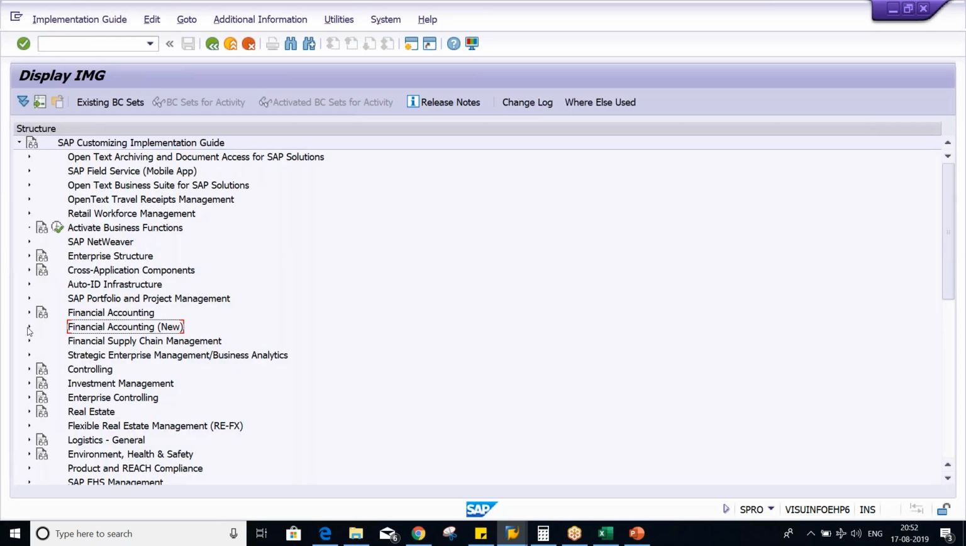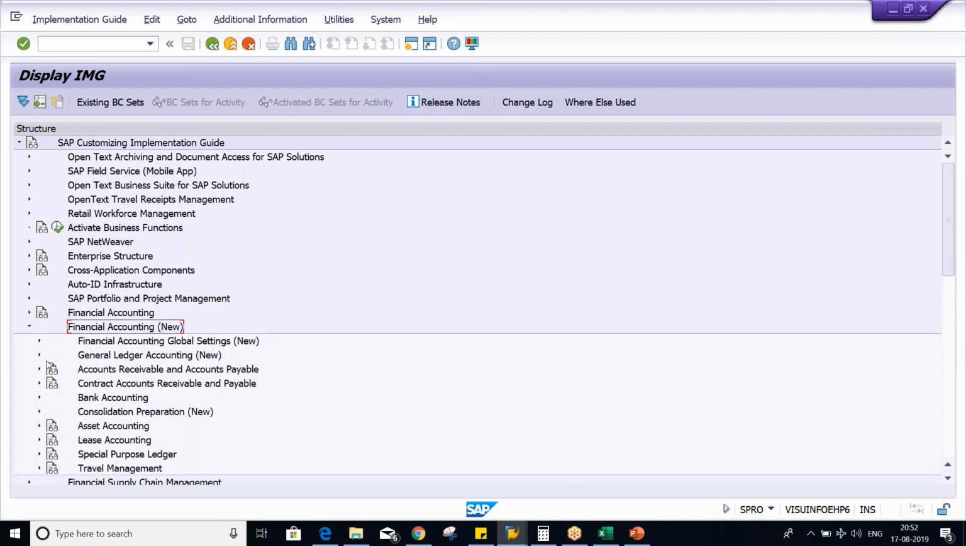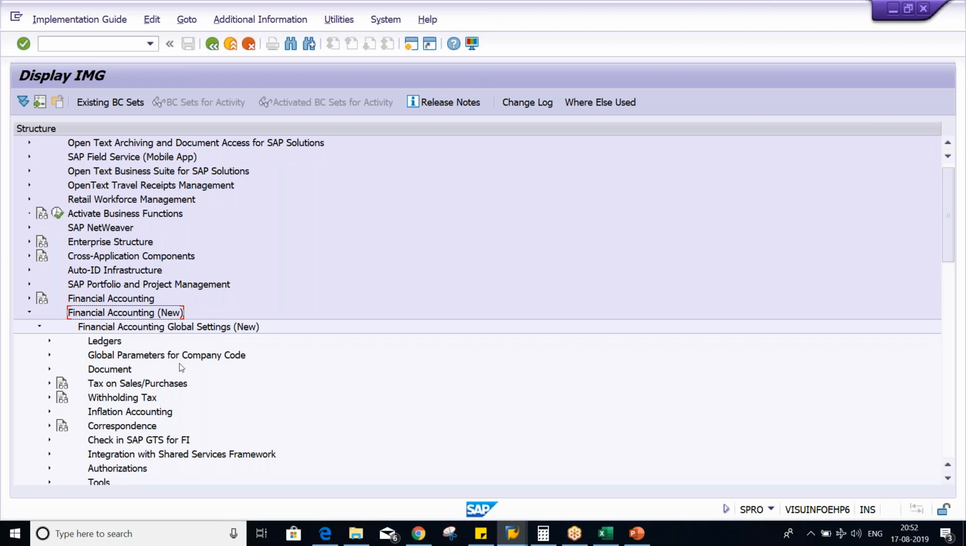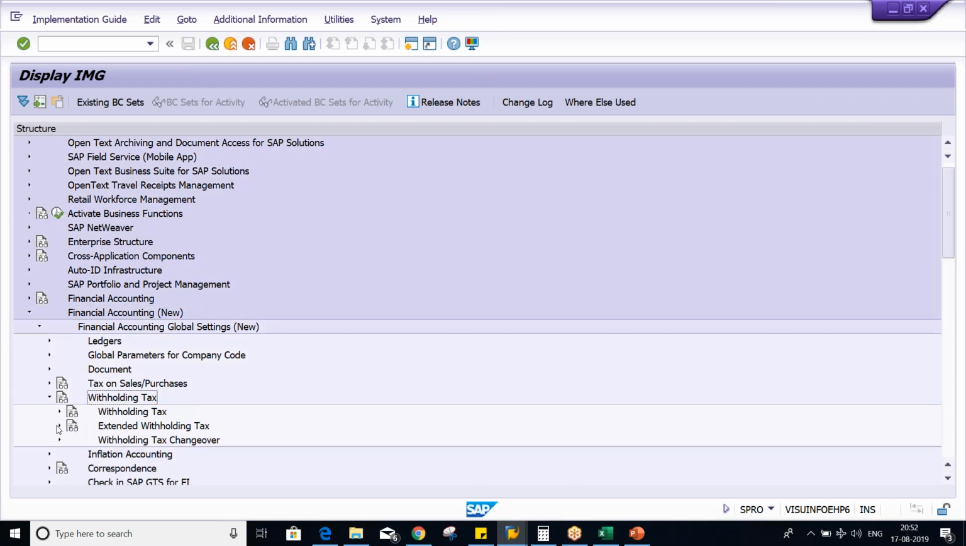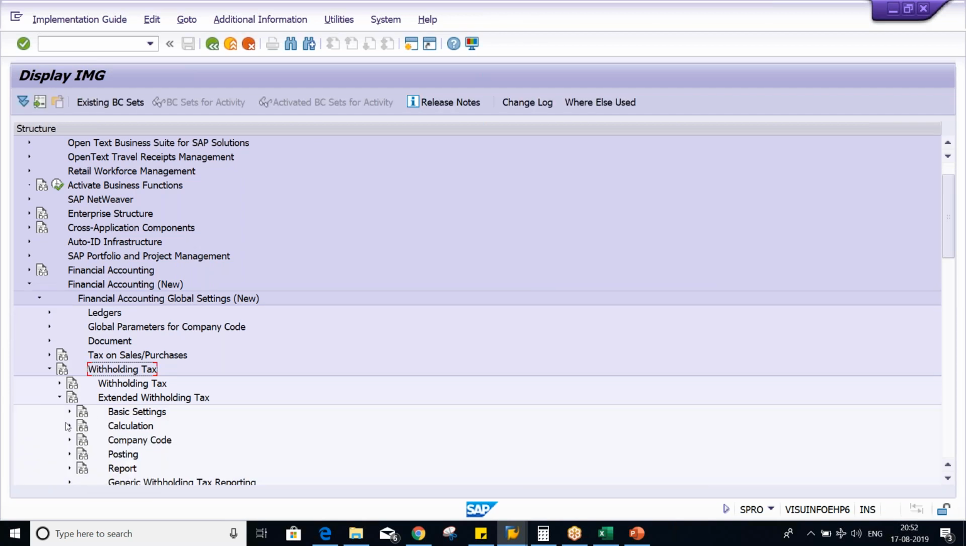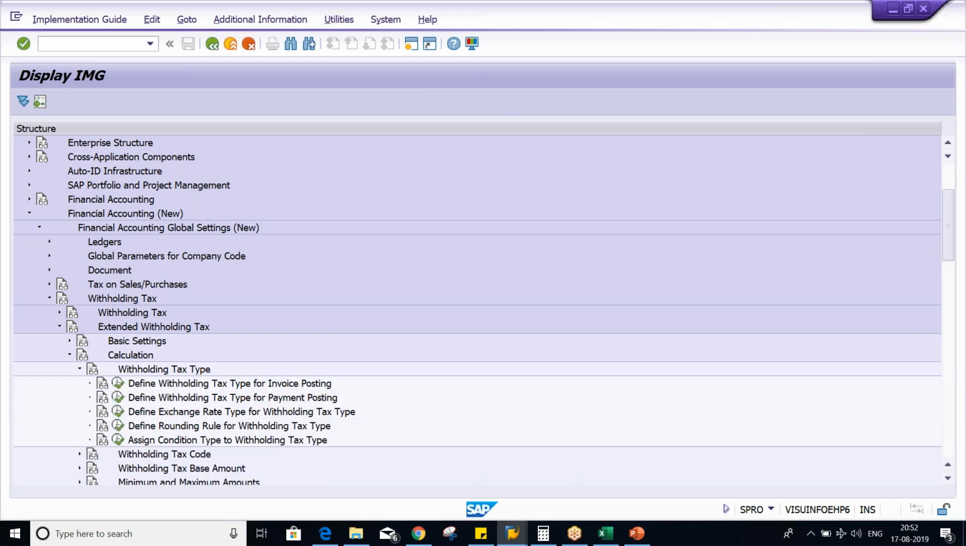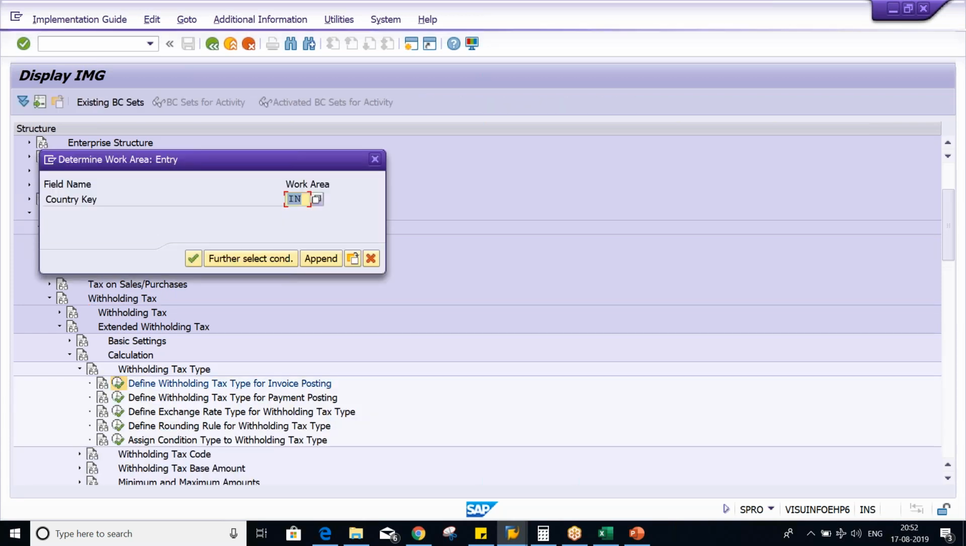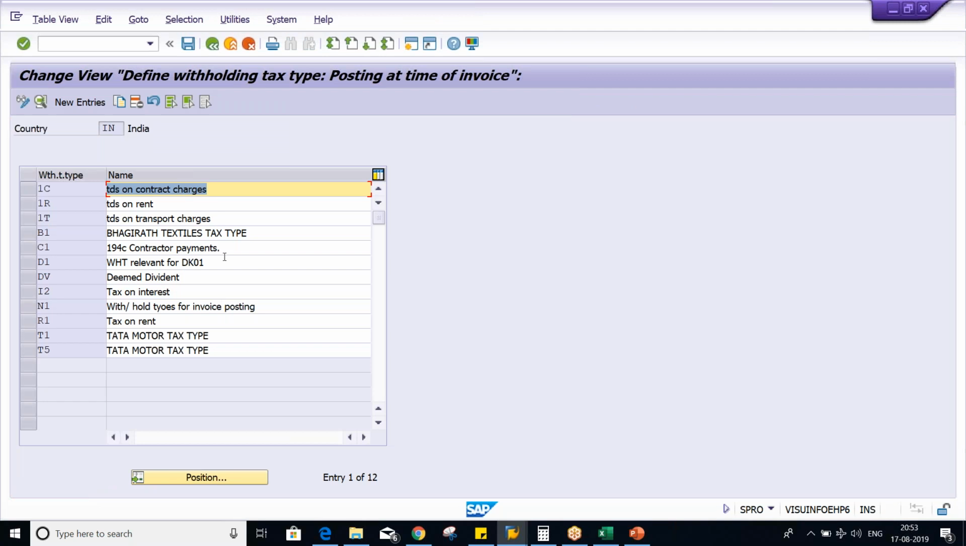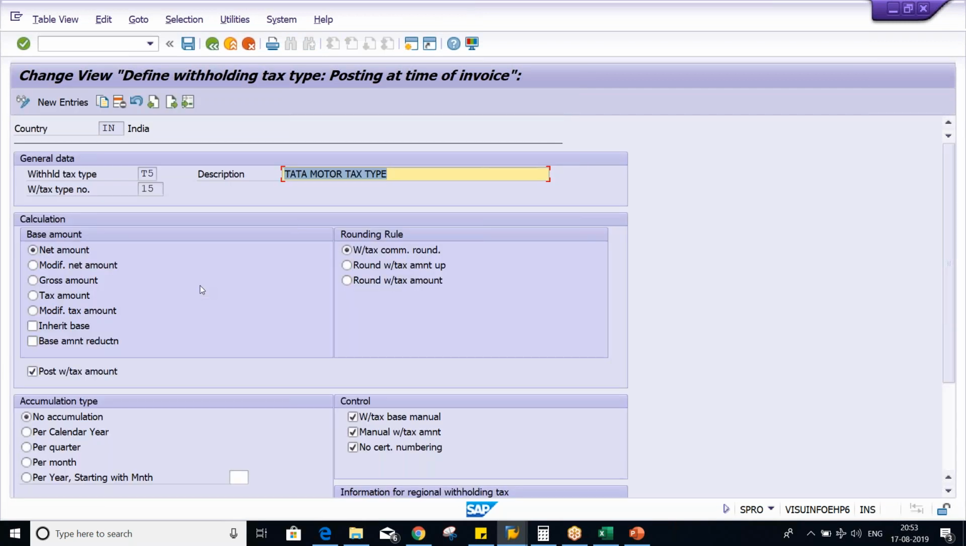And let me expand this Financial Accounting (New). Financial Accounting Global Settings. And here we are having withholding tax, extended withholding tax, and here we are having calculations. So here tax type. Now give your country code, and I have already defined a tax type. This T5 I'm going to use.